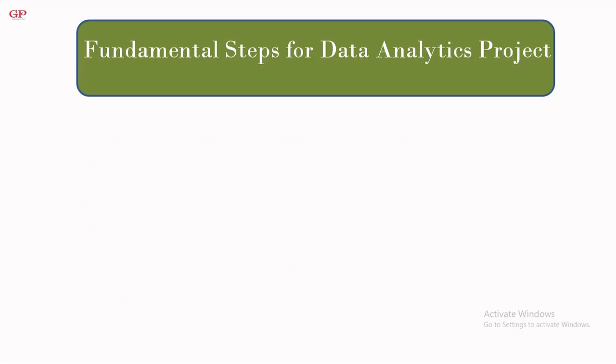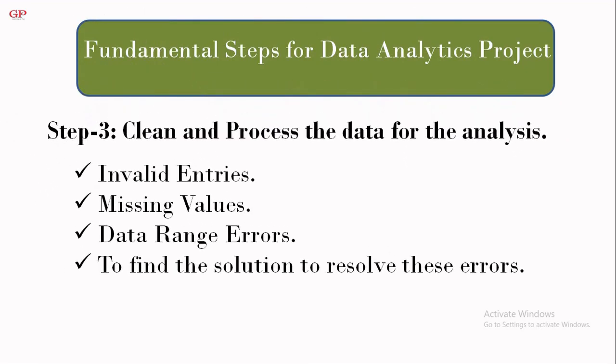Next is step number 3, that is, clean and process the data for the analysis. Now we have the raw data. Here we need to process it before doing the analysis. The raw data may be unstructured or not well maintained, so it contains certain errors, missing values, or data range errors. We have to find a solution to resolve these errors, so we apply certain techniques to clean the data.